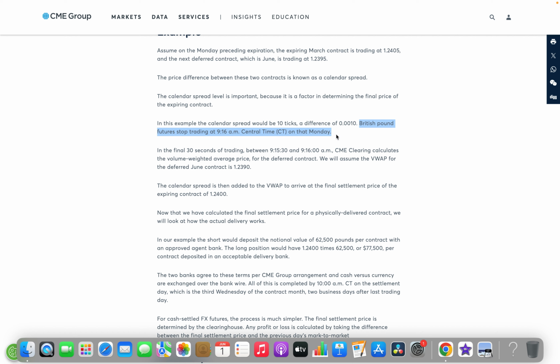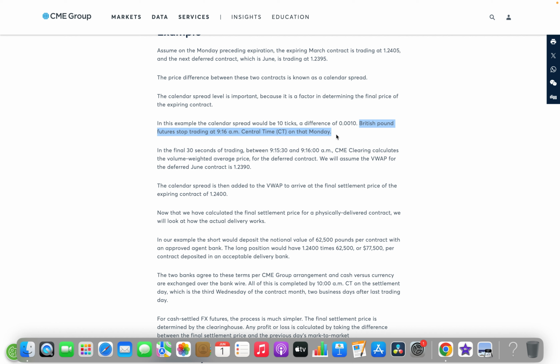So immediately we're looking at the time. I'll use a pen to make sure of this. Let's say 9:16. I think I'm becoming dyslexic. 9:16 a.m. Central Time, Monday.